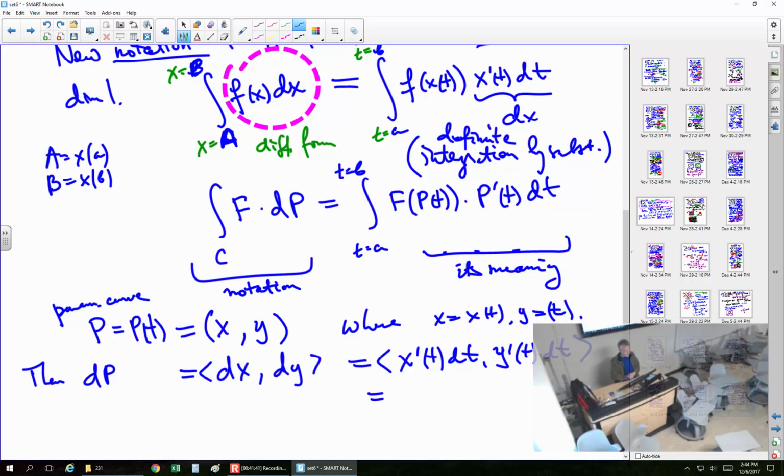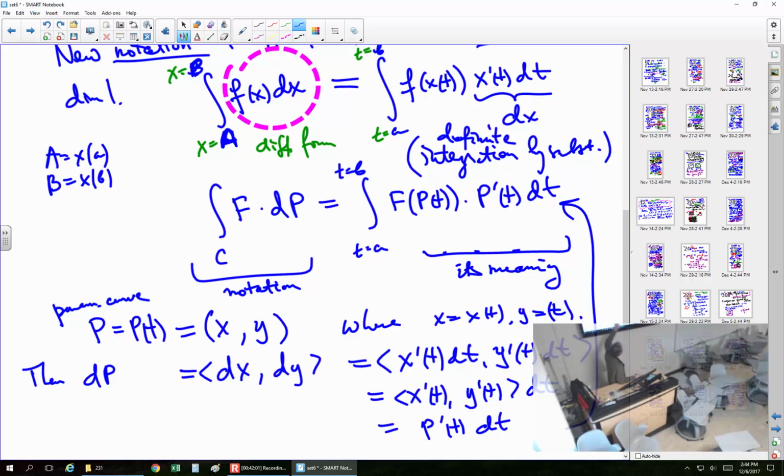How about we factor dt out? x prime of t, y prime of t, dt. And then what is that vector? It's p prime of t. And so as you can see, we are where we started right here. Okay, so that notation is totally legitimate. It was a kind of coordinate-free notation.